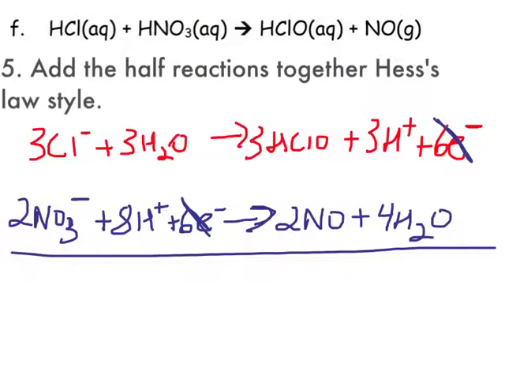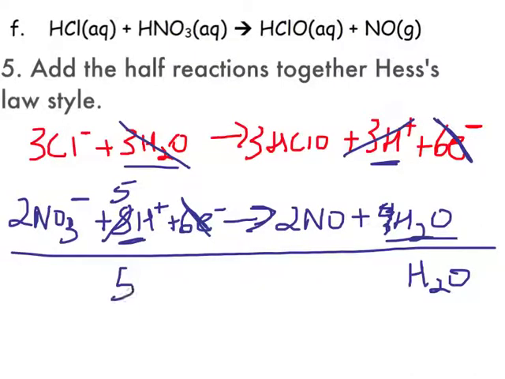Okay, so the first thing I'm going to look for is the things that are the same in both equations, and either add them together or subtract them, depending on which side of the reaction they're on. So in this case, notice that I have 3H2O here and 4H2O here. Well, there's more on this side, so this guy's going to be gone, and that's going to leave me with just H2O. I have 3 H pluses here, 8 H pluses there. That's going to cancel, and I'm left with 5H plus.